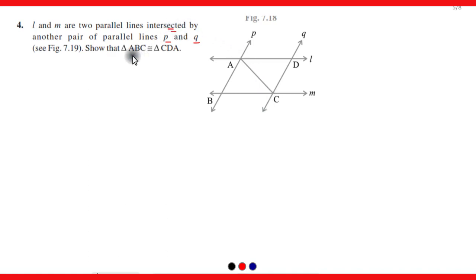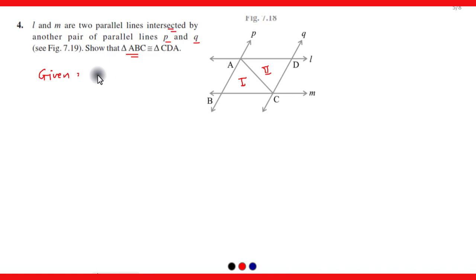Both intersect each other, and we have to show that triangle ABC, which I denote by 1, and triangle CDA, which I denote by 2, are congruent triangles. That we have to prove. So first we will write the given.